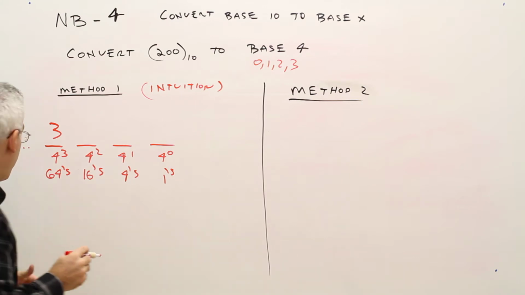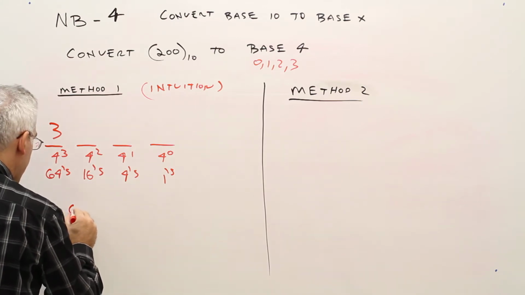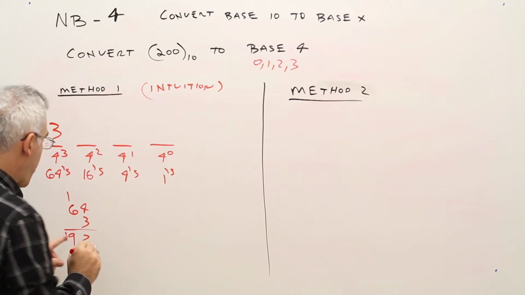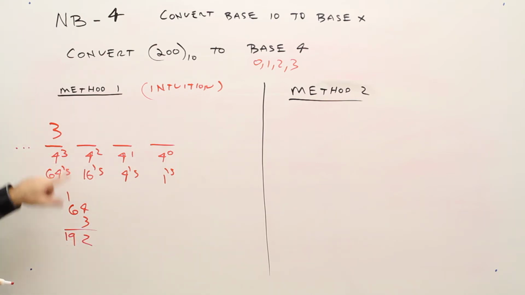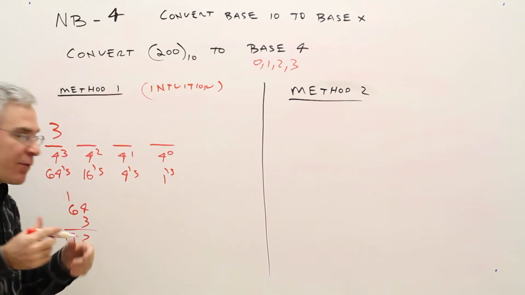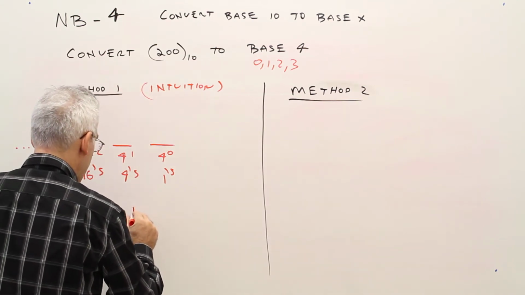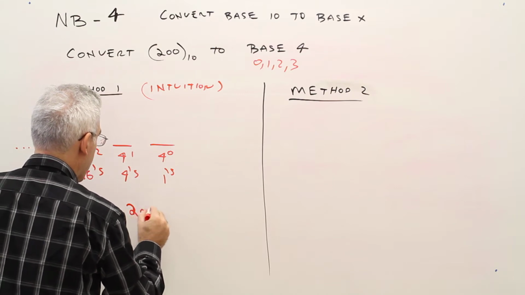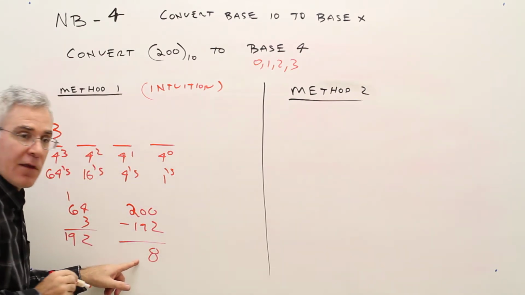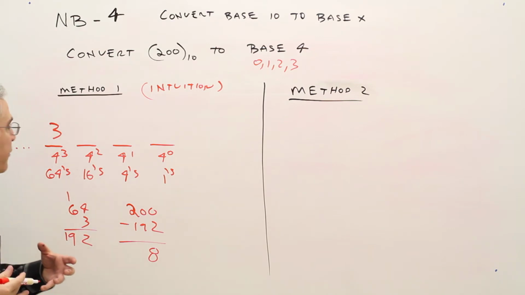Okay, let's see how much we've got taken up there. So 64 times 3, 12, is 192. So by putting that there, I've got 192 accounted for. Let's see how much left I have to deal with. So 200 minus 192 is 8. So I've got 8 more to account for.